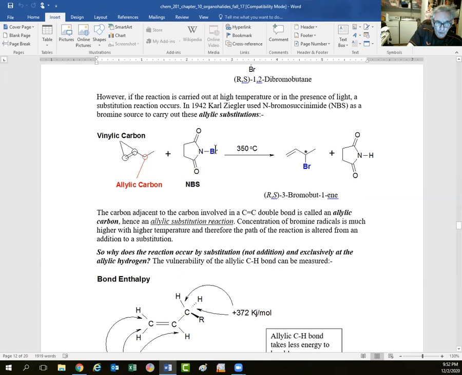Now, instead of using bromine, we tend to use a more specialized source for the bromine, NBS, which is N-bromosuccinimide, quite commonly seen at a high temperature, 350 degrees, say. And so instead of that addition reaction, which you would normally see at room temperature, at high temperature or irradiation with light, we see this allylic substitution.